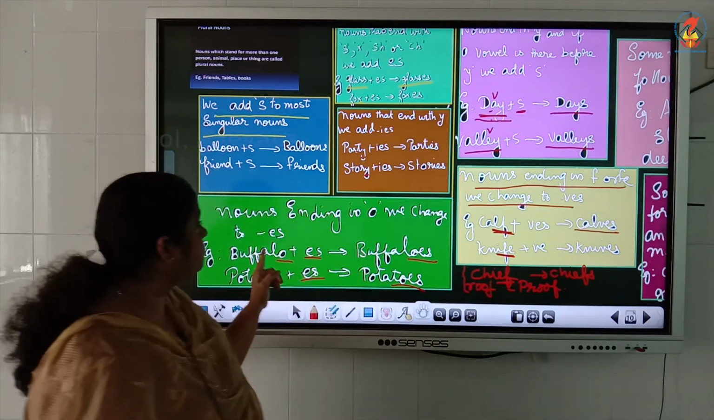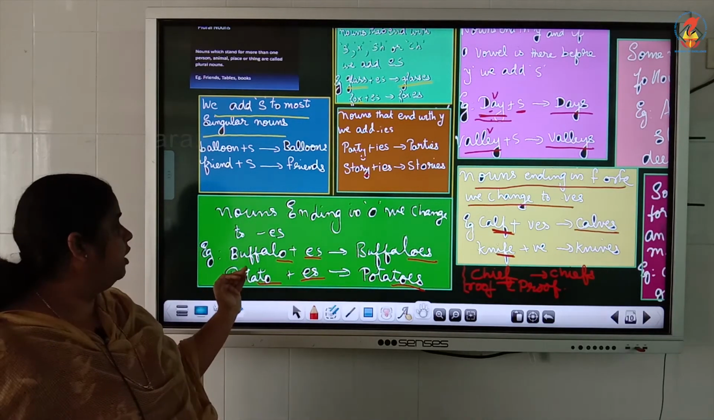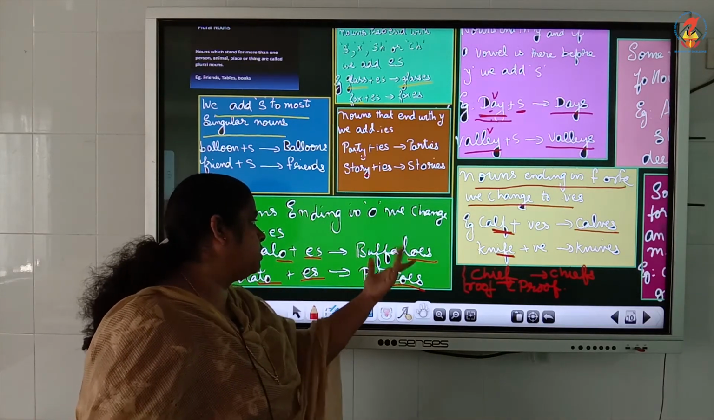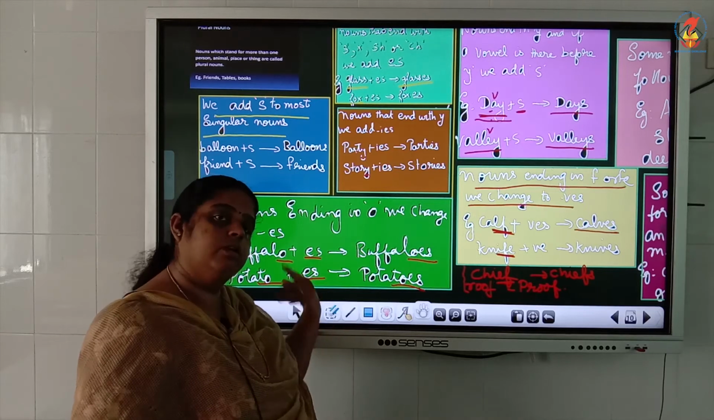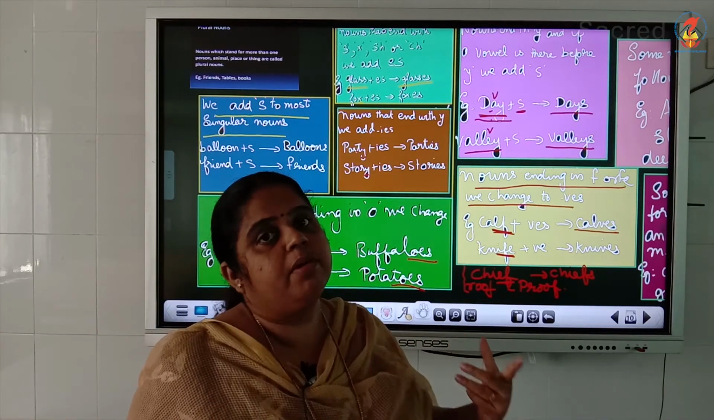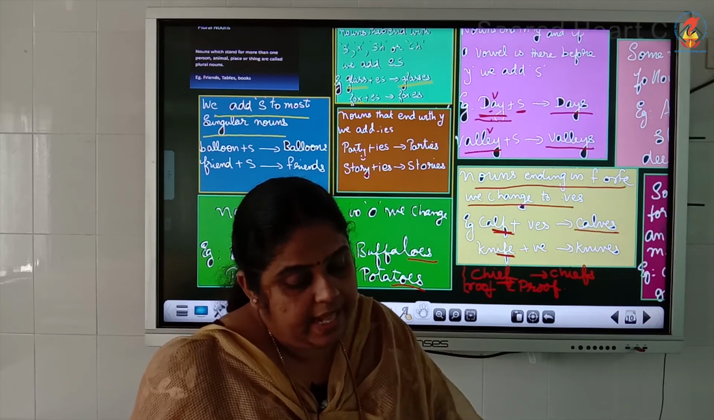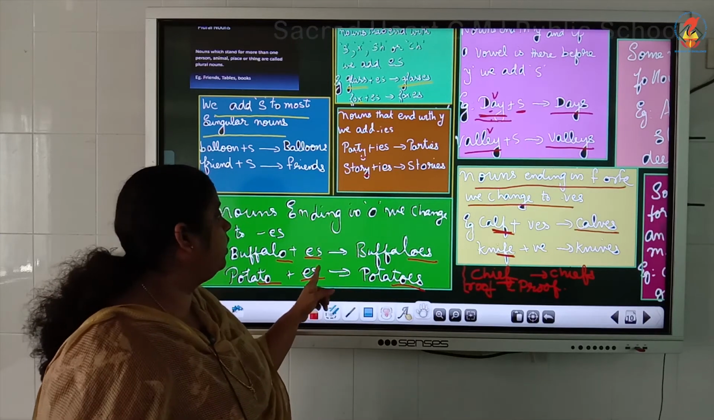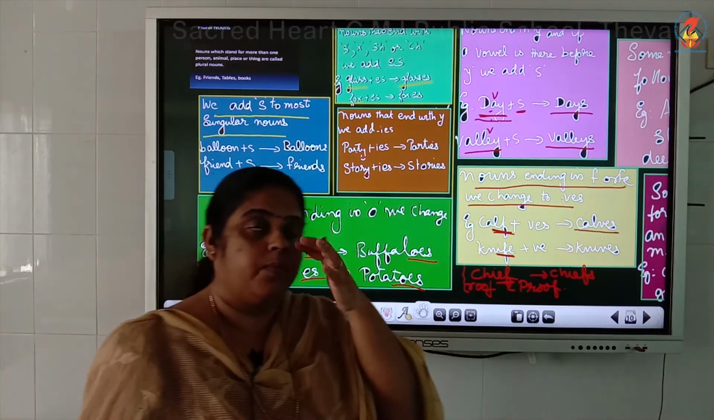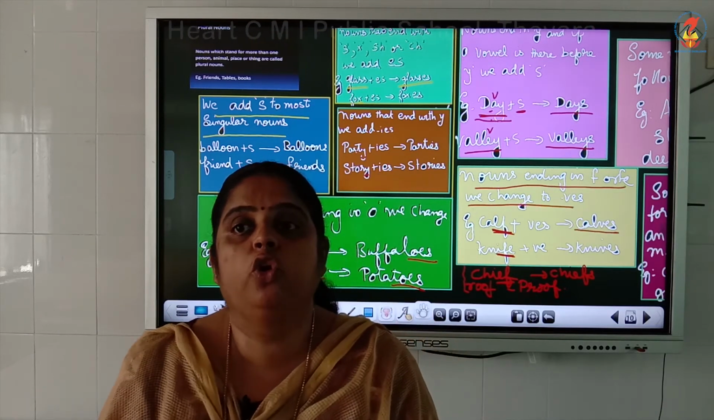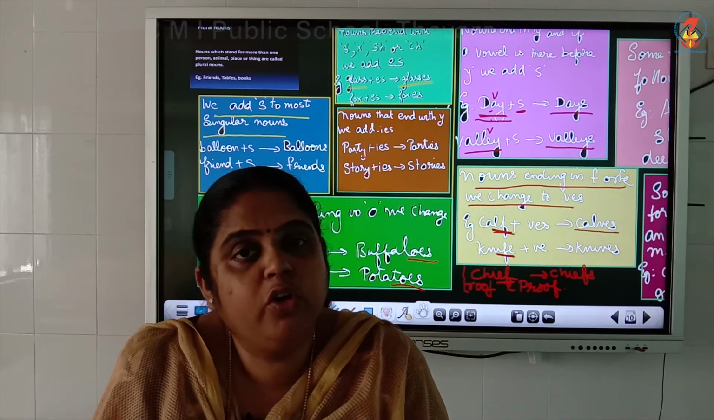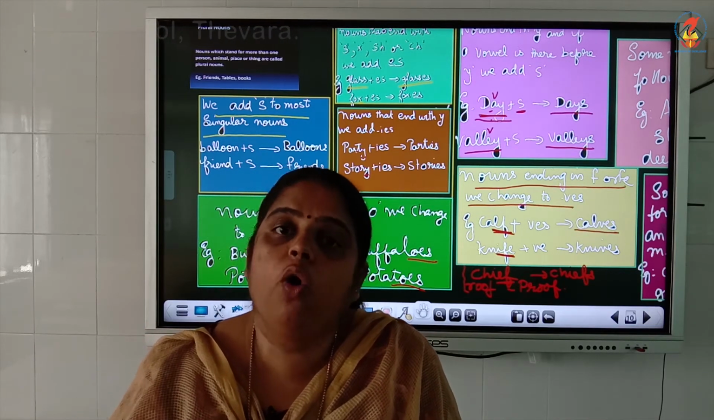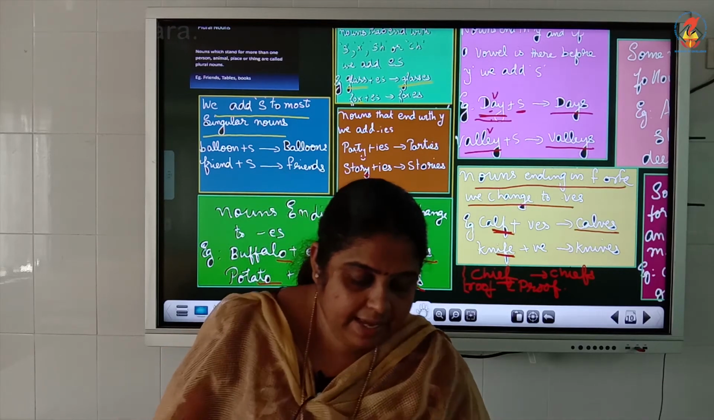Then we have nouns ending in O. Buffalo, potato. In these cases, we have to add ES. Buffaloes, OES. Potatoes, OES. Okay, so you have to remember all these things. Then, one more thing. When we add O, there are certain exceptions in that case also. If it is photo, P-H-O-T-O, even though it ends in O, we don't add ES to it. P-H-O-T-O-S is enough, photos.